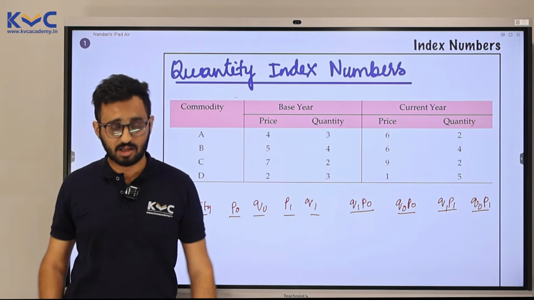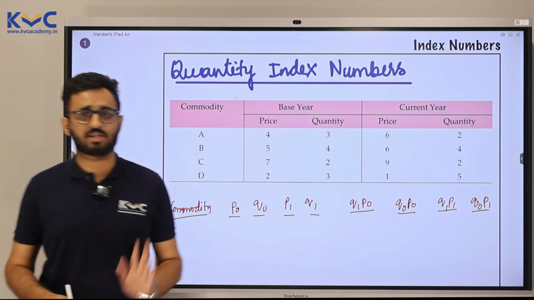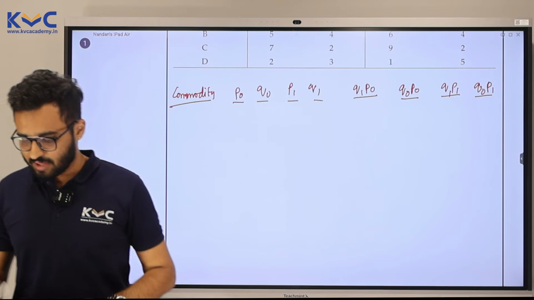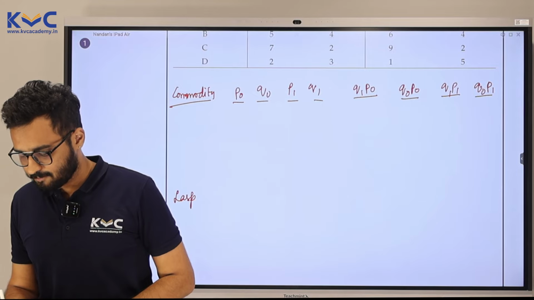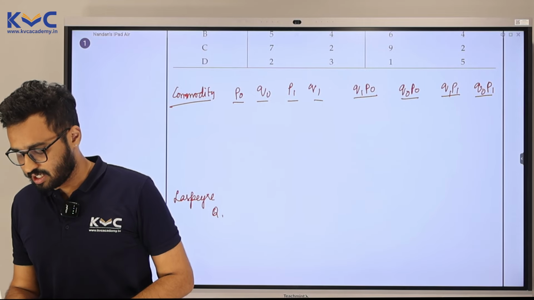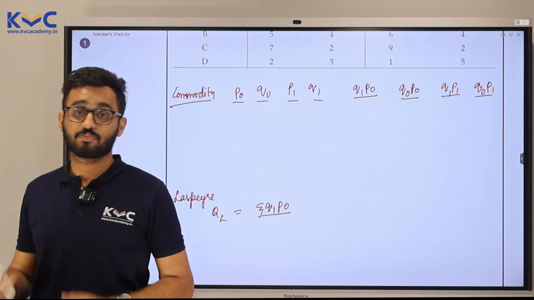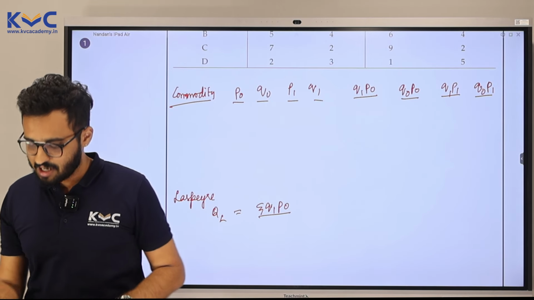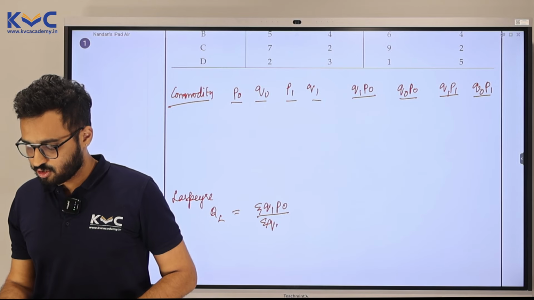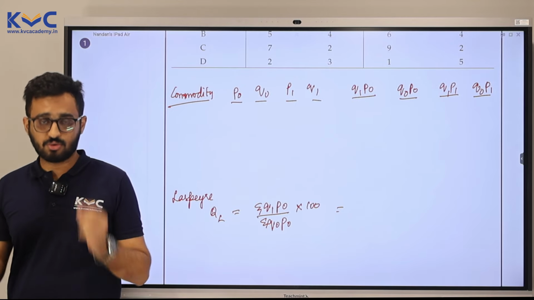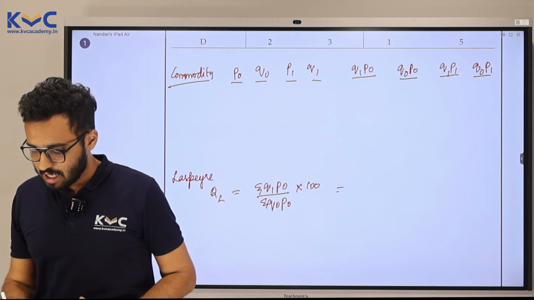Understood? Is it clear? So every formula that we have discussed can be done with quantity index numbers also. That means Laspeyre's quantity index number will be summation Q1 P0 base year price, correct, divided by summation Q0 P0 into 100. Calculations, I want you to do it. I'll not be doing it.